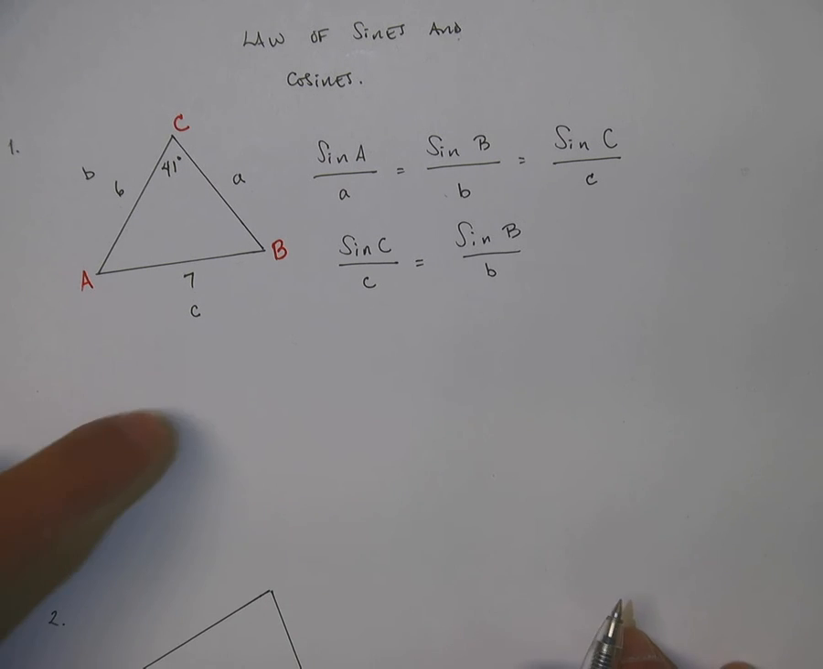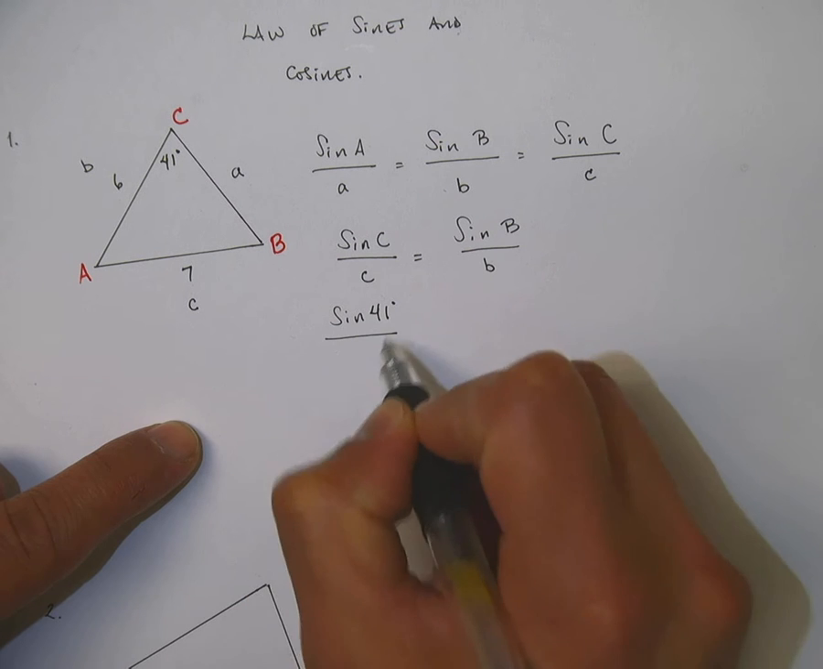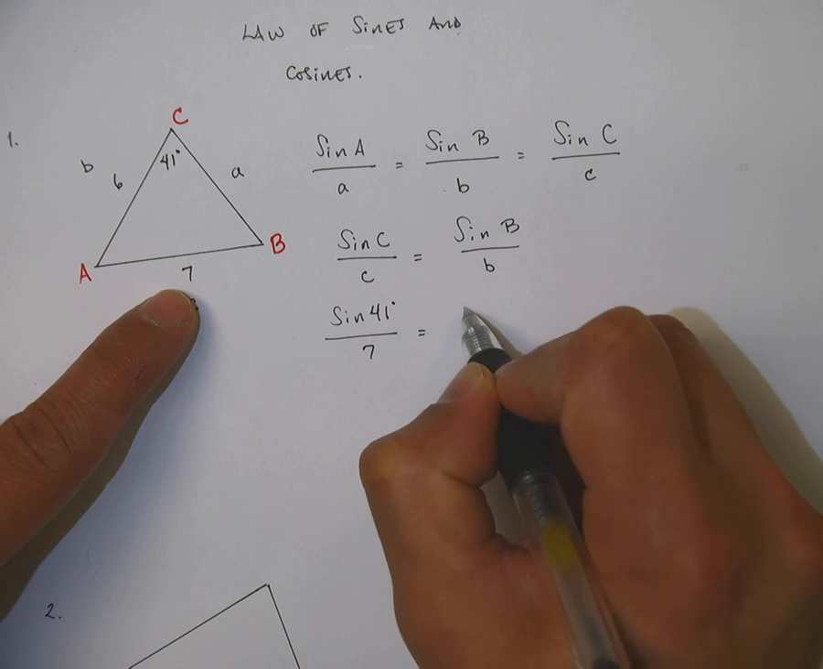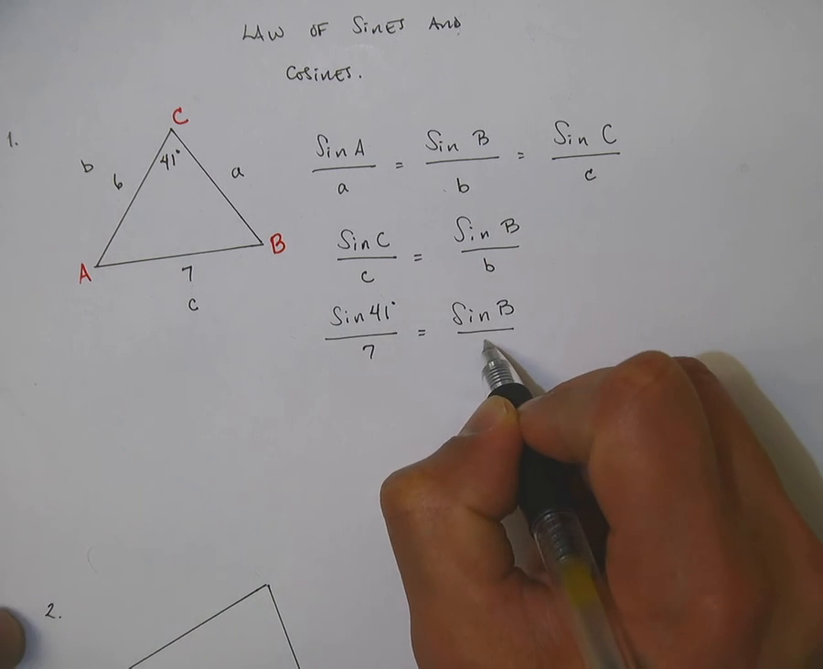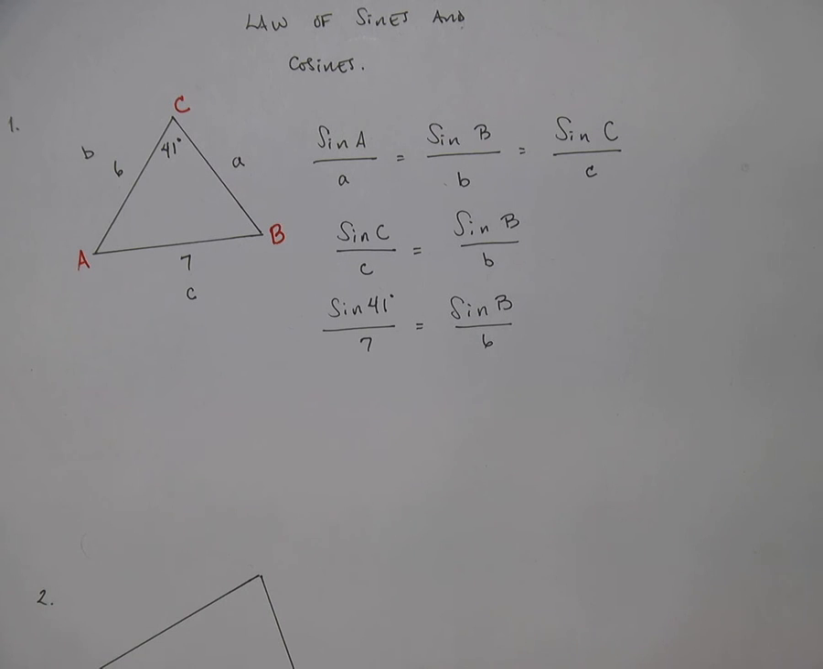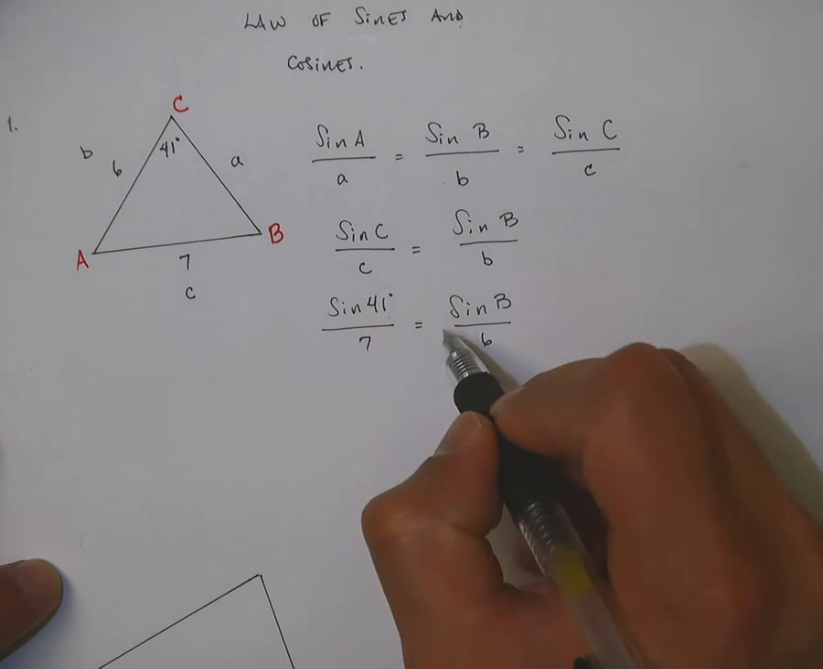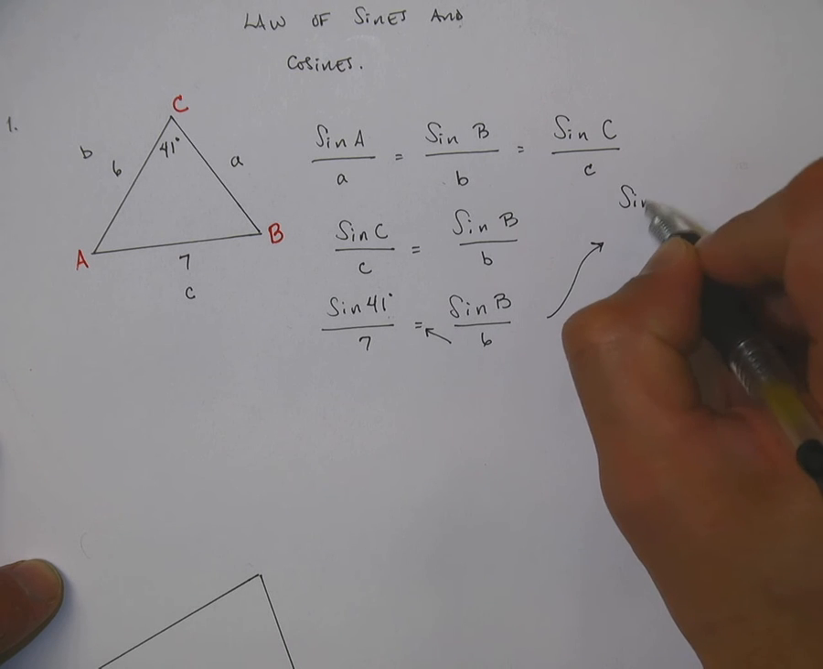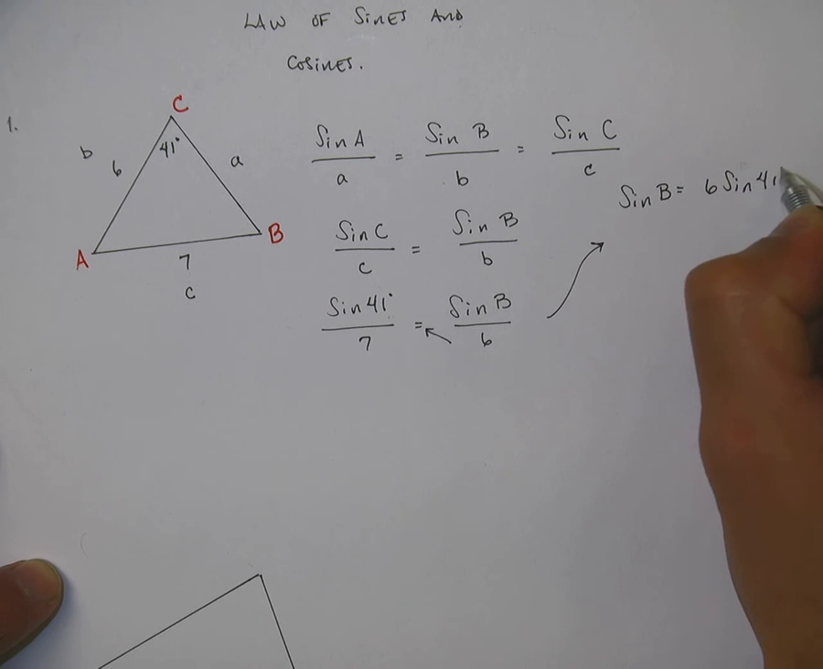And I'm just going to go ahead and substitute. Sine of C, well, we know that's 41 degrees divided by 7, and that's going to equal sine of B over 6. And then from here, you just want to cross multiply. I want to find this guy, so I'm just going to cross multiply over here. This guy's going to go over there. So I'm going to do sine of B is equal to 6 sine of 41 degrees.